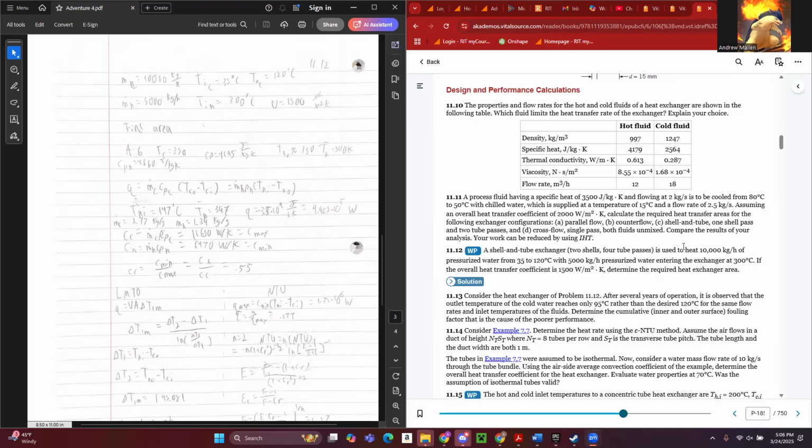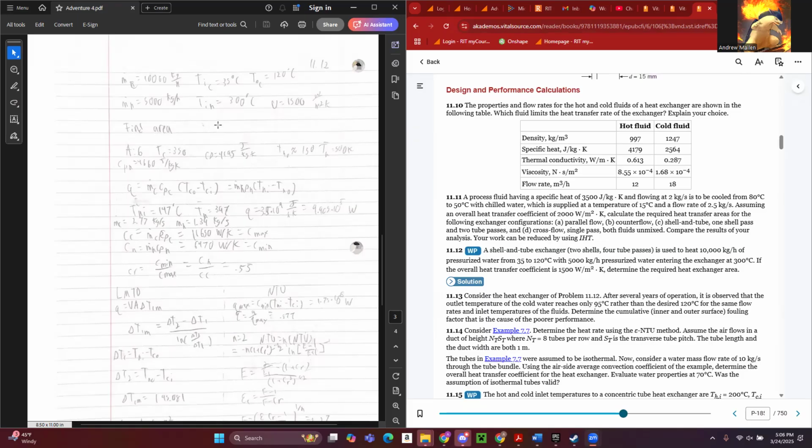two shells for two passes, is used to heat 10,000 kilograms per hour of pressurized water from 35 to 120 degrees C, with 5,000 kilograms per hour of pressurized water entering the exchanger at 300 degrees C. If the overall heat transfer coefficient is 1,500 watts per meter squared Kelvin, determine the required heat exchanger area.